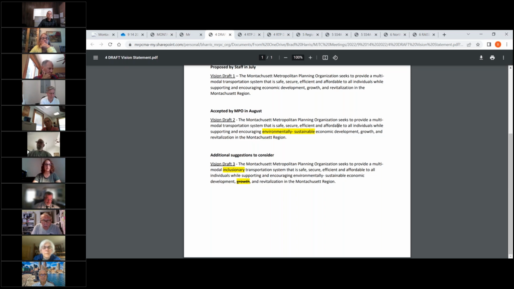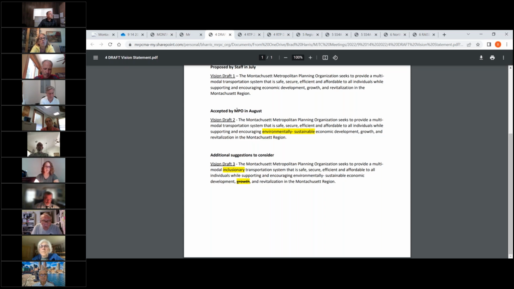So this draft vision number 2 was to reflect some of the feedback that we got in July. Basically, all of the feedback that we got was to include some environmental language within the vision statement. That was inadvertently omitted from our first draft. We didn't want to leave that out per se, but we do feel it's important to include in there. So this vision draft number 2 was presented to the MPO in August, and this is what they accepted at that meeting.